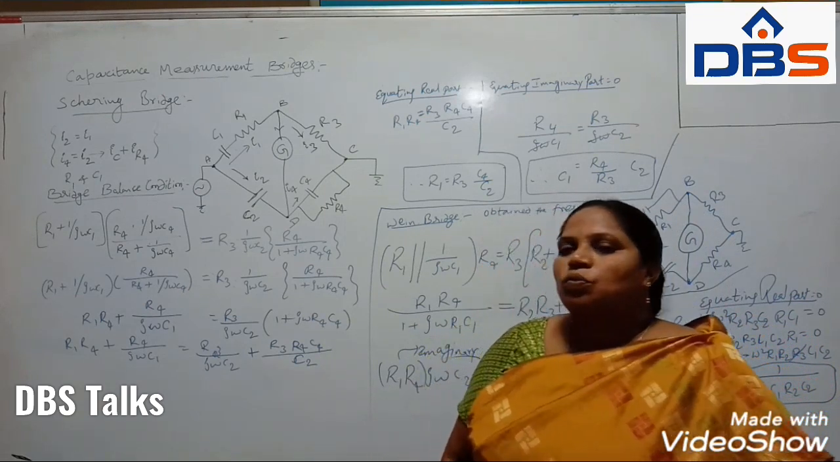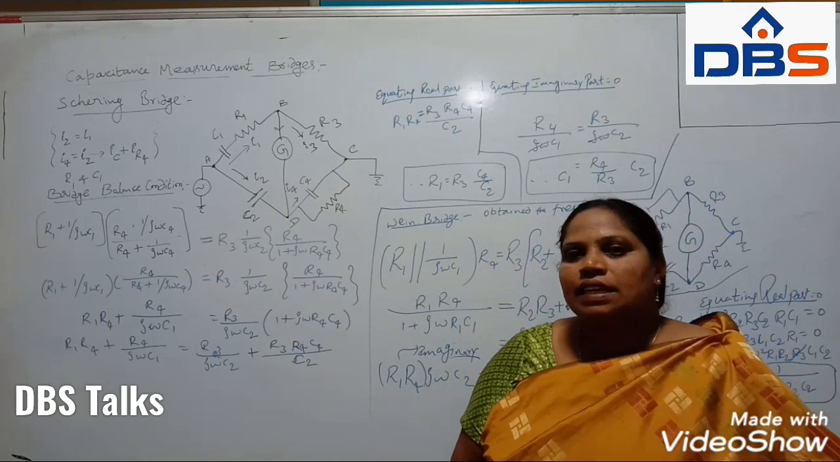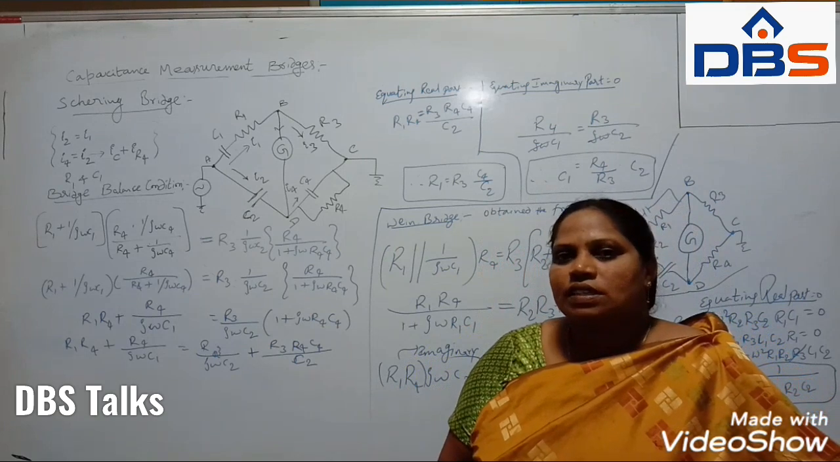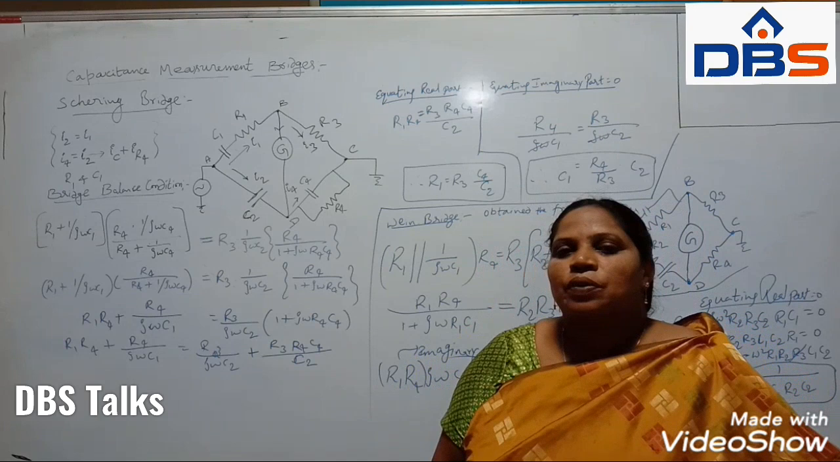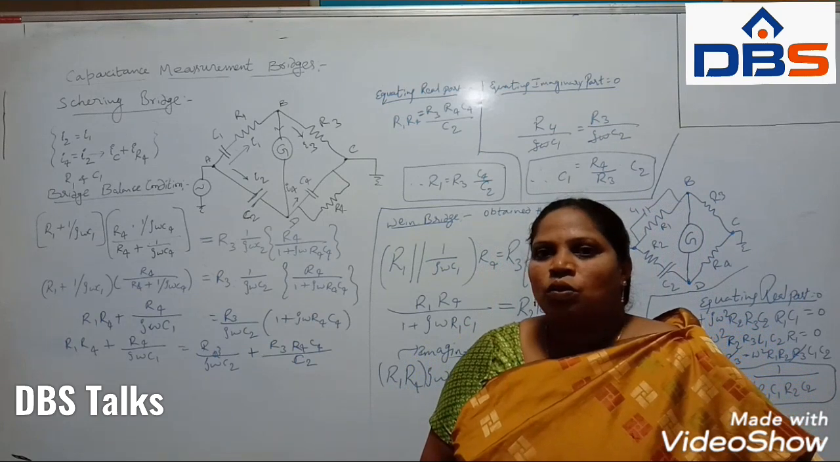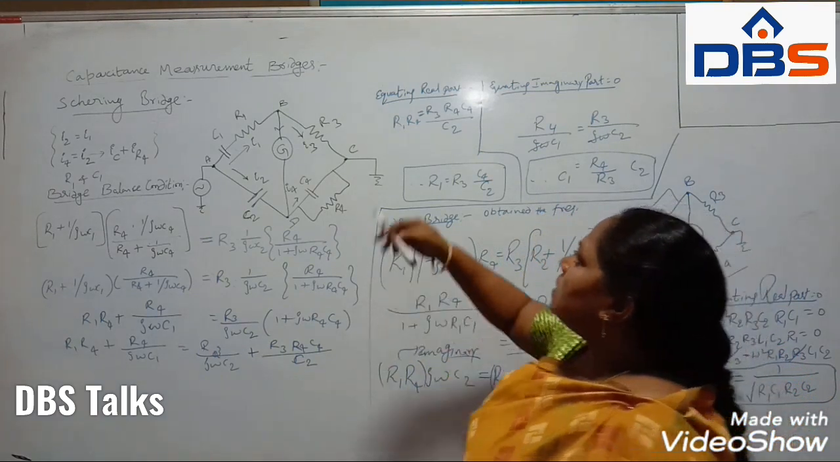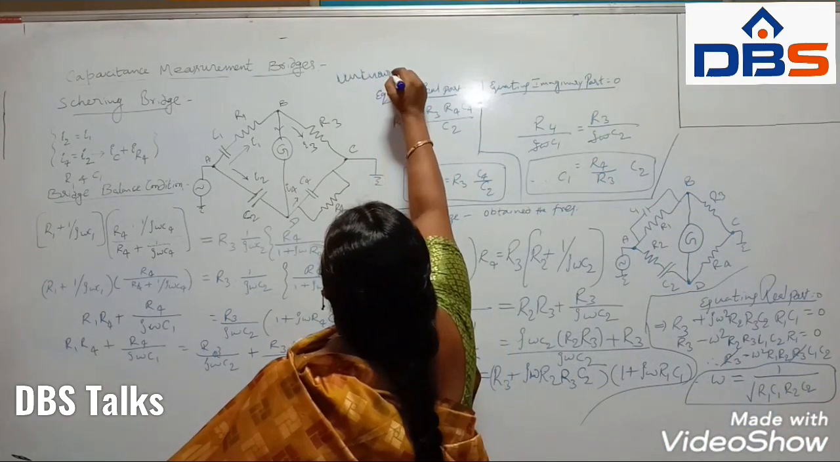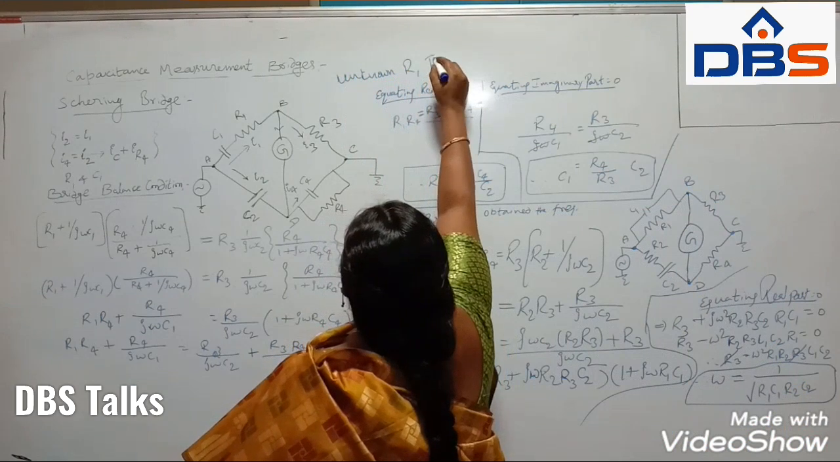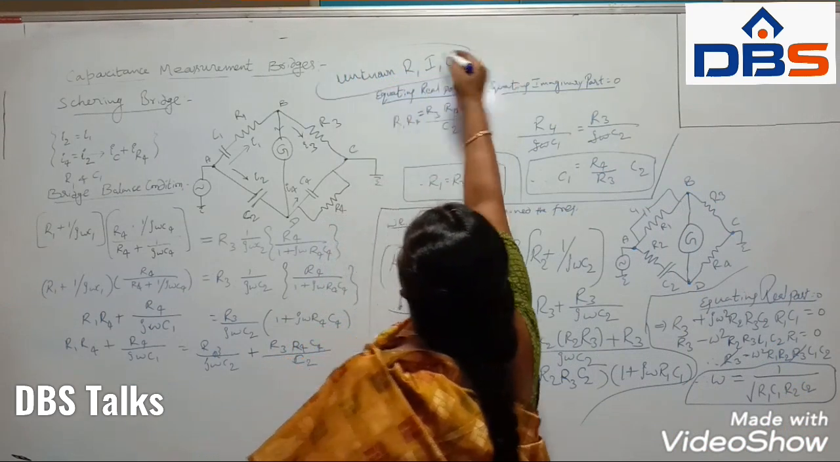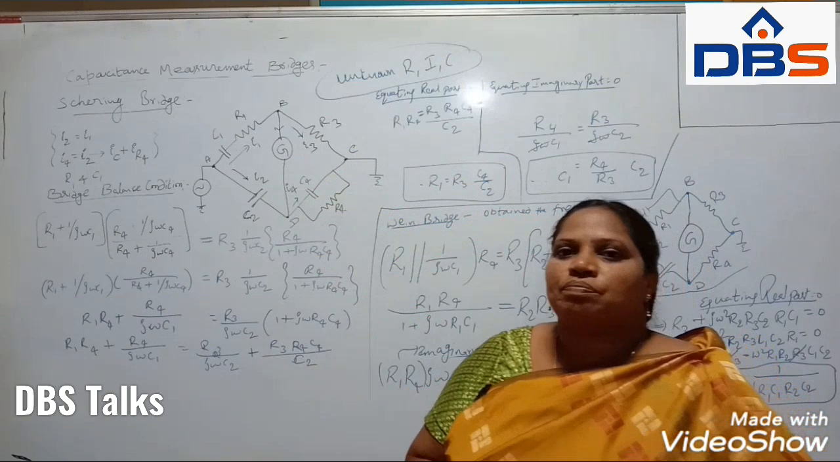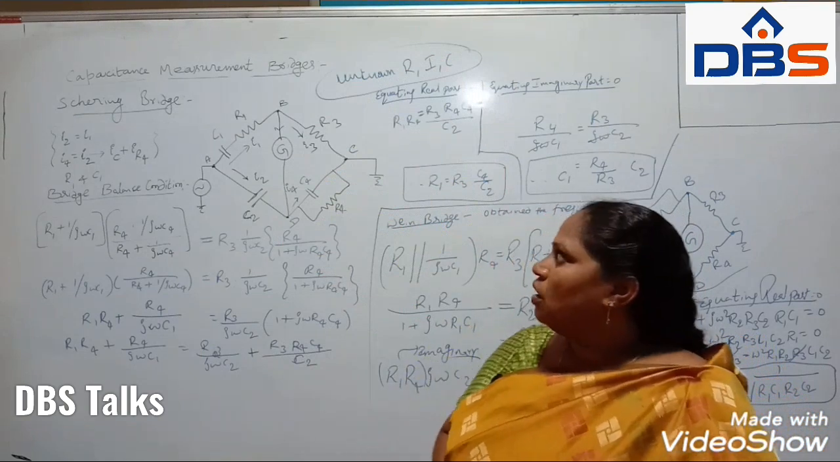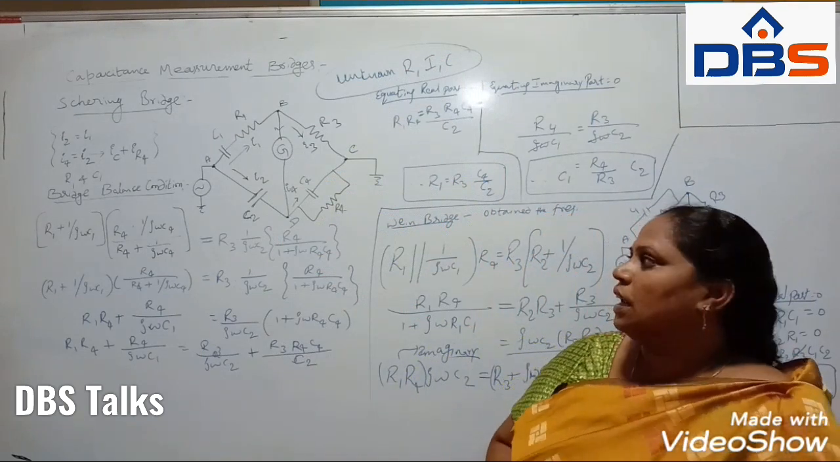Here, why do we use AC and DC bridges? The basic concept is that we have to measure the unknown resistor, capacitor, and inductor. So by using this bridge concept, we measure the unknown resistor, inductor, and capacitor.